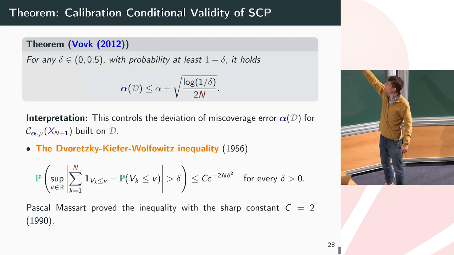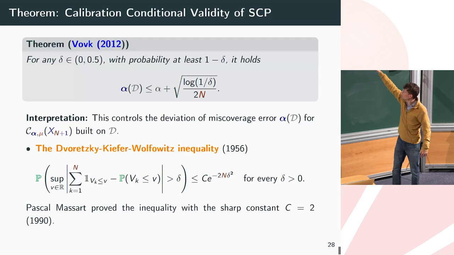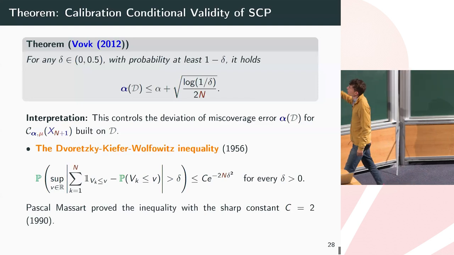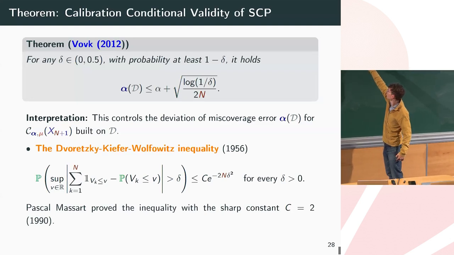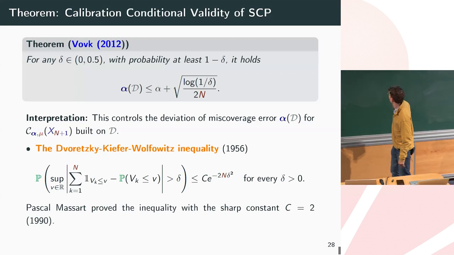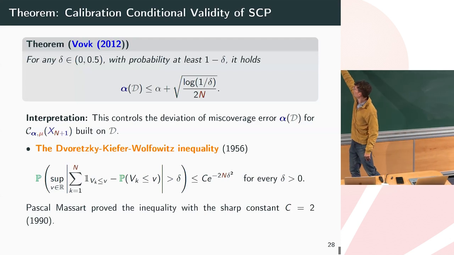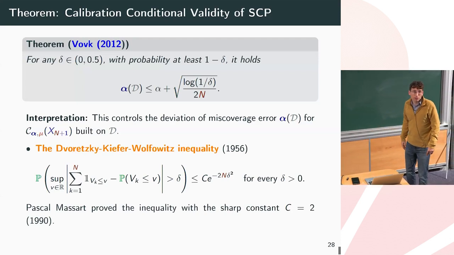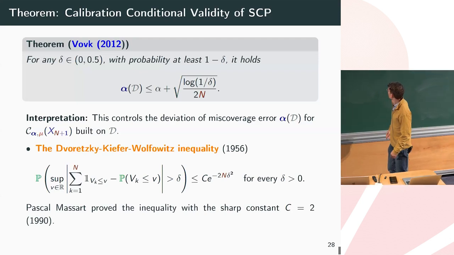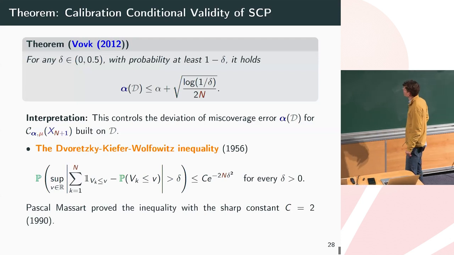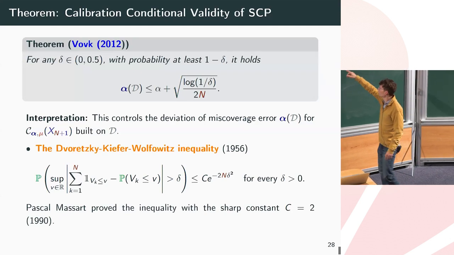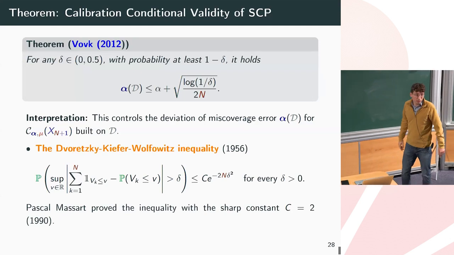You can also prove this result using the Dvoretzky-Kiefer-Wolfowitz inequality. I don't know if you know about this inequality. It tells you about the probability of the supremum of the difference between the empirical cumulative distribution function and the cumulative distribution function. It's very interesting because here you have a supremum inside the probability, so it's not a trivial result. With Hoeffding, in fact, you wouldn't have been able to obtain this kind of result. It's really difficult to have the supremum inside. And even Pascal Massart, I believe he's working at Orsay University, showed 30 years ago that you can have a sharp constant of C equals 2.